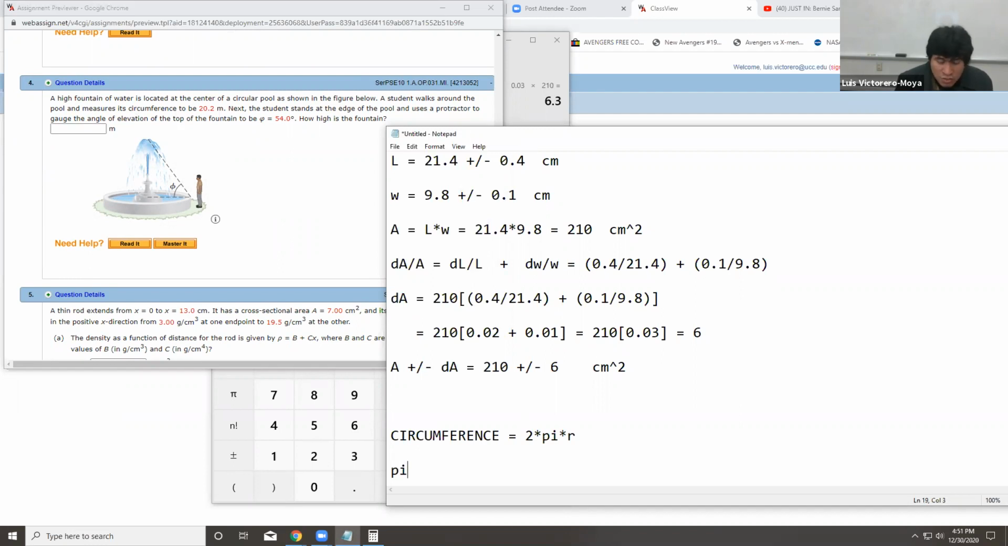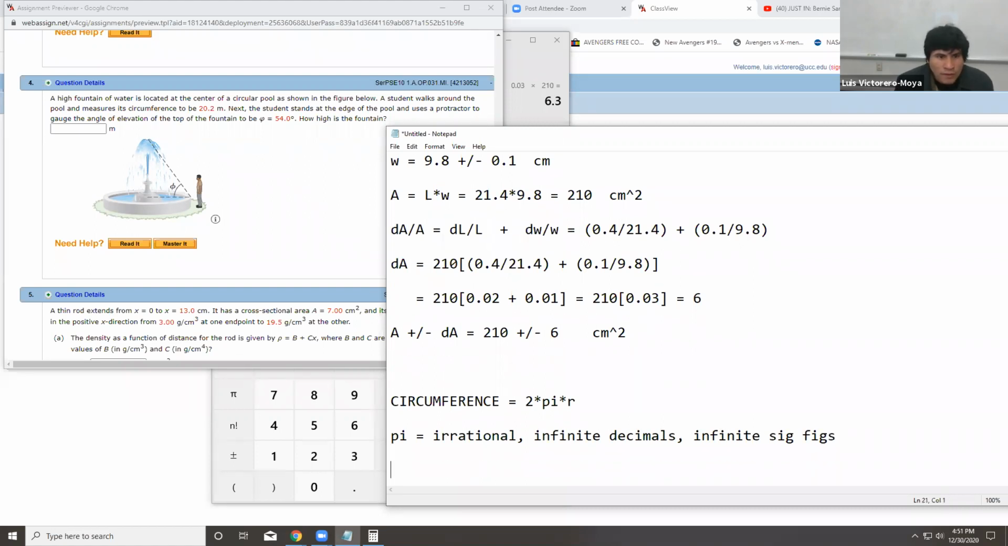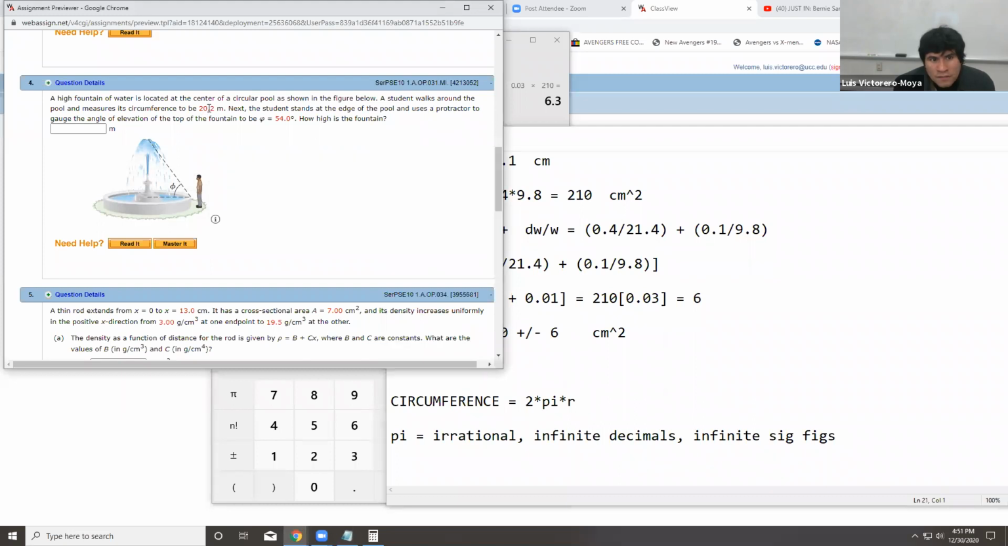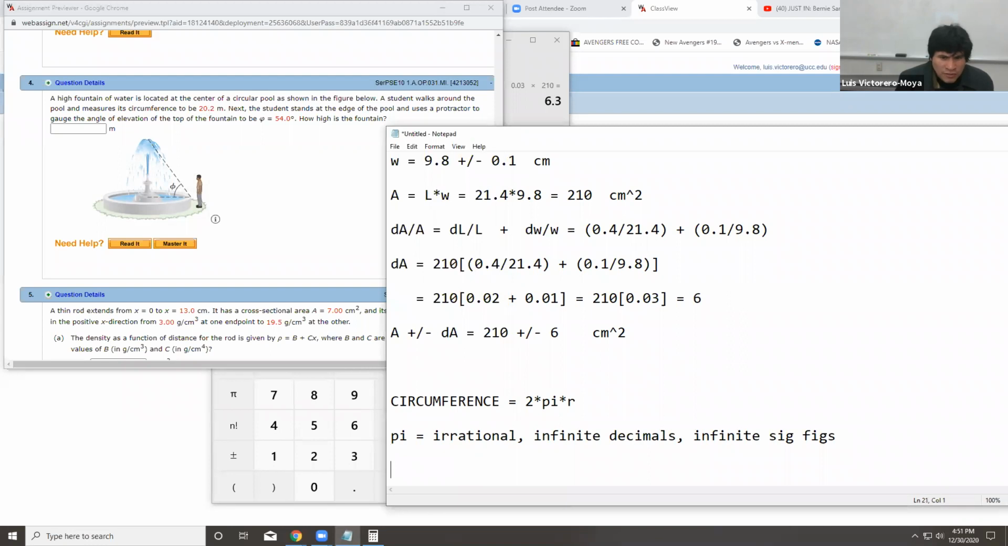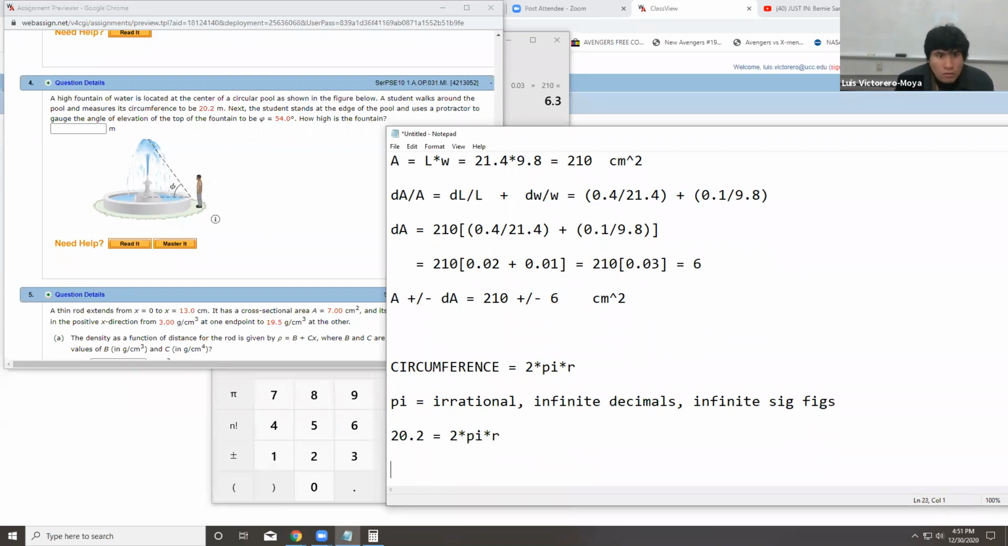And remember that pi is irrational, so it has infinite decimals, so infinite sig figs. Be careful with that. So obviously, this has 3 sig figs. Let me show you actually how to find the radius. So you need a radius to find the height.